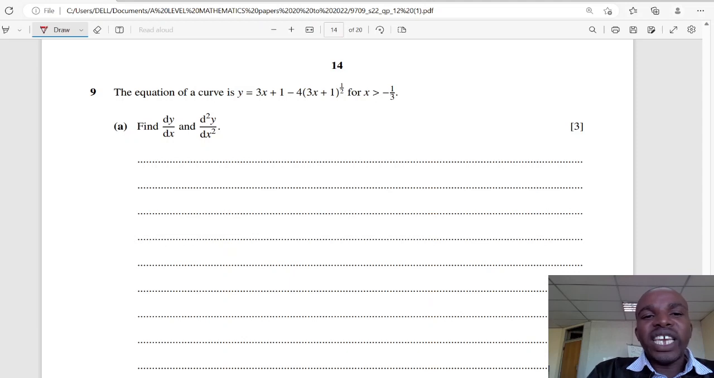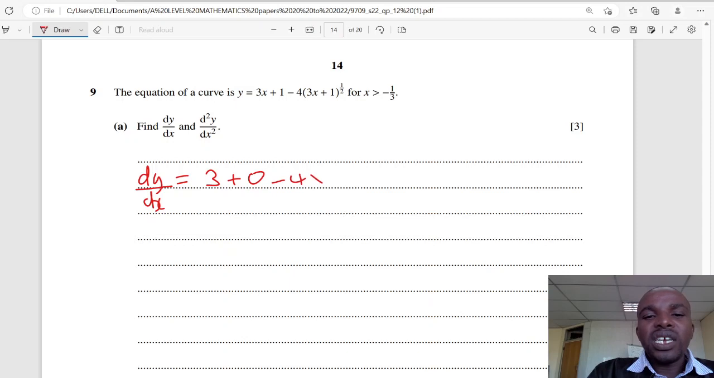The equation of the curve is this one. Find dy/dx and d squared y over dx squared, that's the second derivative. Right? dy over dx equals, we take this part: 3x gives 3. Then plus, differentiating the 1 gives 0, plus 0. Then differentiate this part.